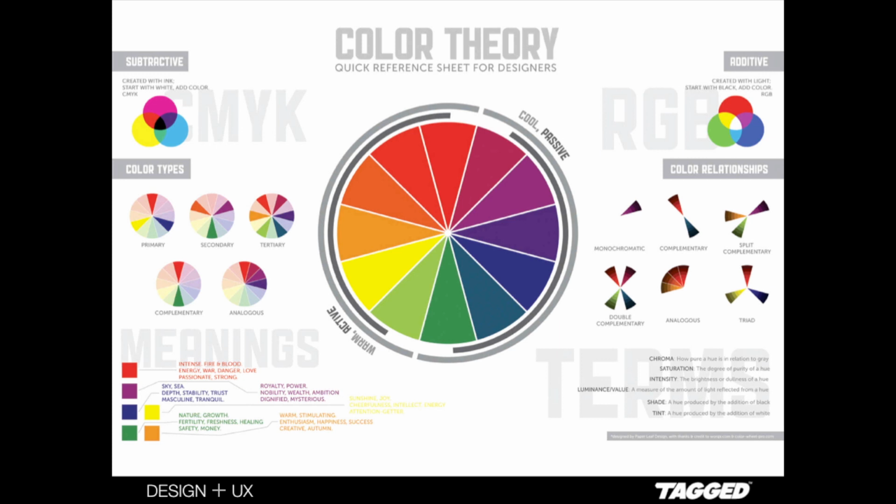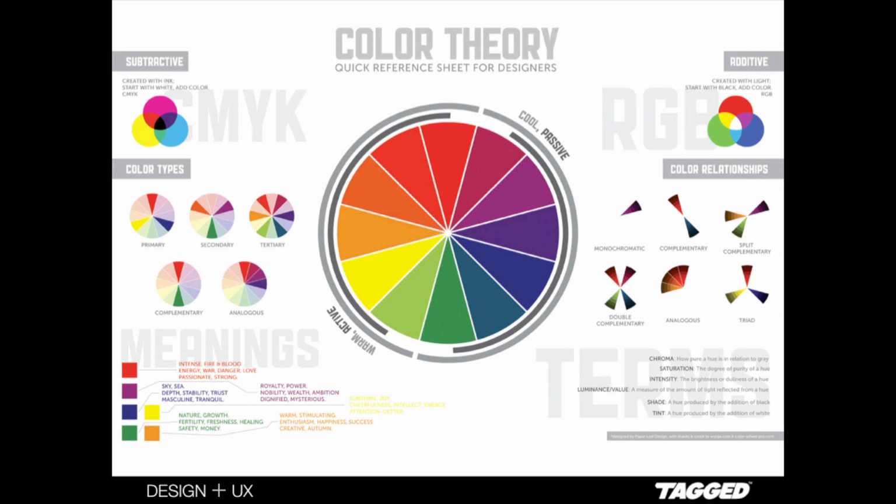So with creating new products in mind, if we want to introduce color, we can use it to our advantage by looking at the color wheel. Going back to color basics, there are your primary colors, your secondary colors, tertiary colors, and then there are complementary colors, which are colors that are opposite to one another, and that's really good for bringing out contrast and making elements stand out against one another.